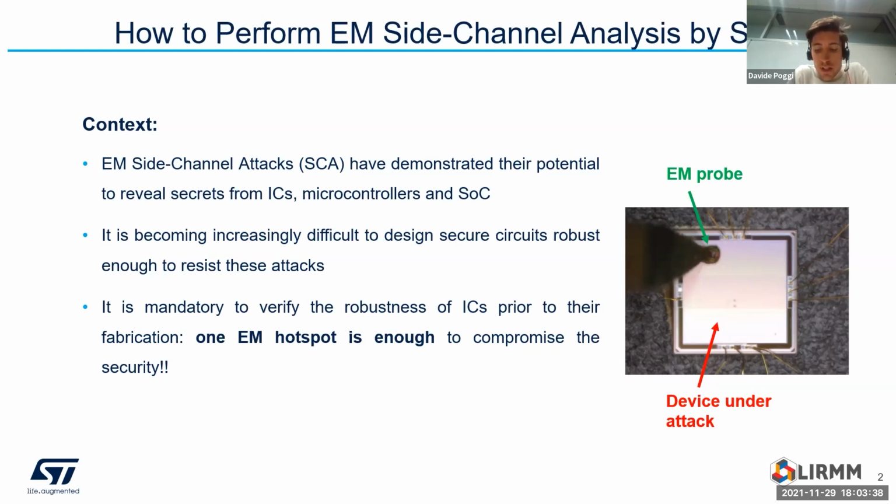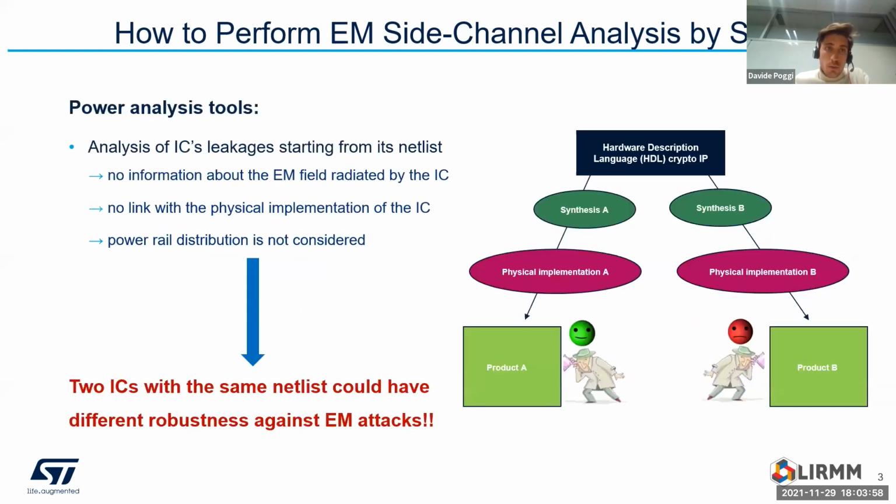So it has become very, very hard and difficult to design circuits robust enough to resist EM side channel attacks, especially because there is no CAD tool in the literature allowing to verify the robustness of ICs against EM side channel attacks. What we have at our disposal is power analysis tools. These tools allow to verify the robustness of ICs against power attacks, but they do not provide information about the electromagnetic field radiated by the IC, no information about the physical implementation or the power rail distribution.